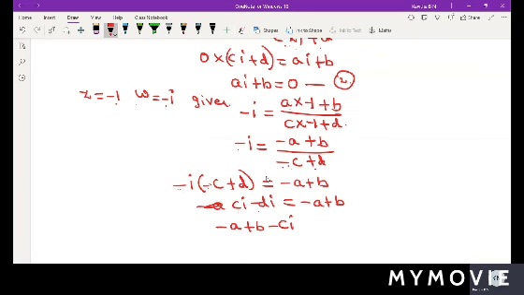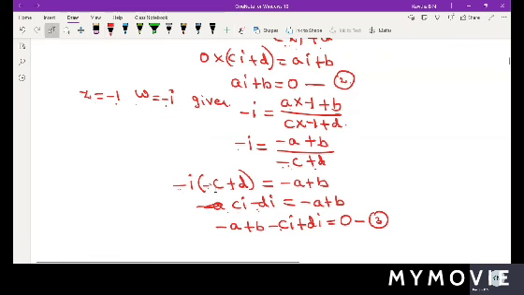Okay. Minus c plus ci minus di shifted to RHS side. Plus ci will become minus ci. Then minus di is shifted to RHS side. It will become plus di is equal to 0. Call it as equation number 3.